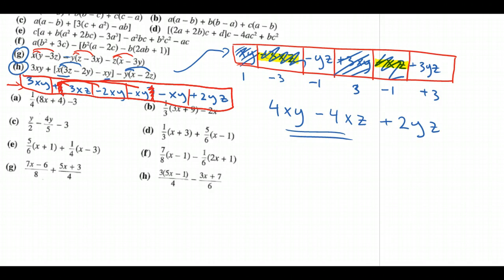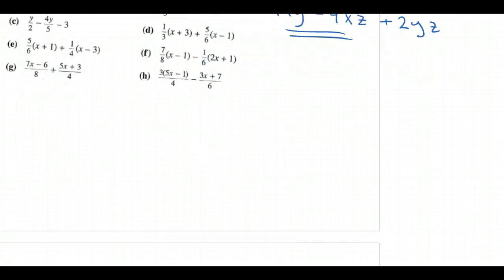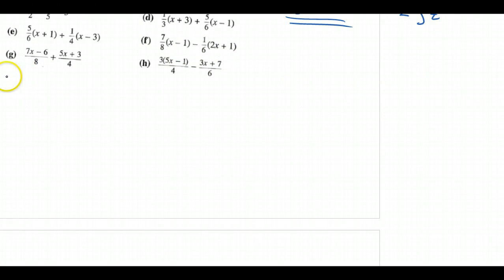I'm going to go ahead and do a few from question 4 down here, and I'll start with this one over here. Okay, so again, this is just adding fractions. When we add fractions, we have to get a common denominator. So in this case, 8 is going to be the common denominator.